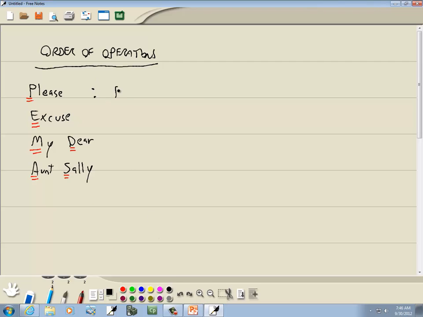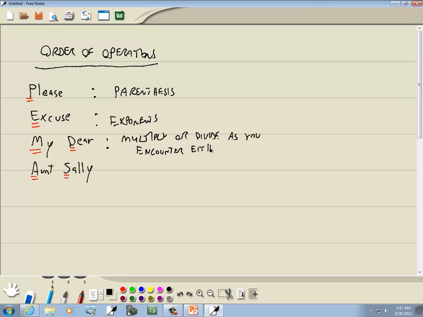So the please, that tells us to do what's inside of the parentheses. So P stands for parentheses. That doesn't necessarily mean get rid of parentheses. That says do what's inside the parentheses. The E stands for exponents. Now the my dear, M and D stands for multiplication and division. So you'll multiply or divide as you encounter either one from left to right.